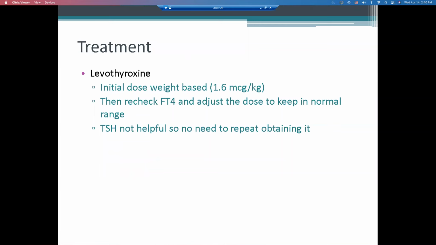We usually give it based on their weight, 1.6 micrograms per kilogram, and then you adjust the dose based on the labs. I did not mention that we don't have a good lab test to tell me if my patient is adequately controlled with steroids. Again, we do not have a good test to monitor the therapeutic effect of hydrocortisone in patients with adrenal insufficiency. We don't have any lab of that sort. But we do have labs that can tell us if the patient is adequately replaced with thyroxine in case of primary or secondary hypothyroidism.